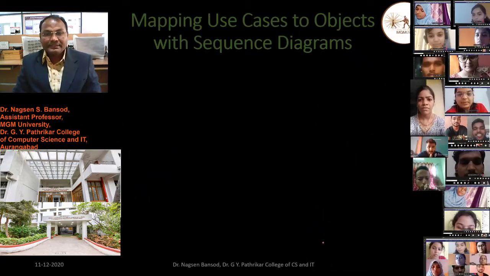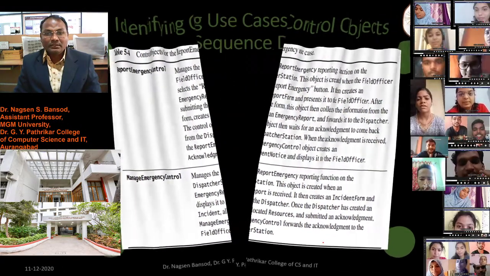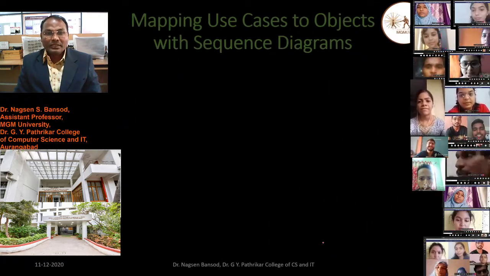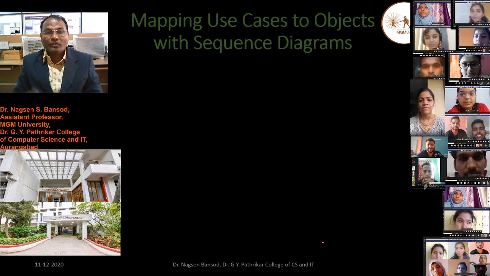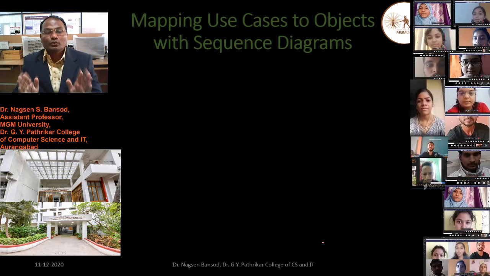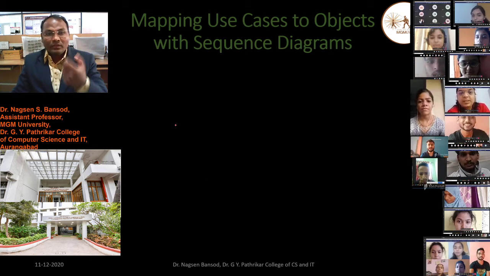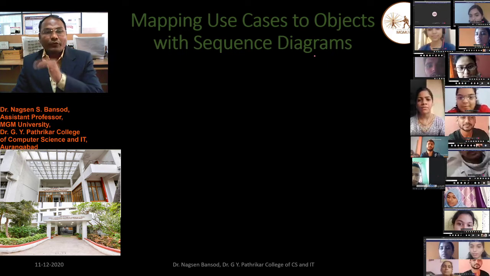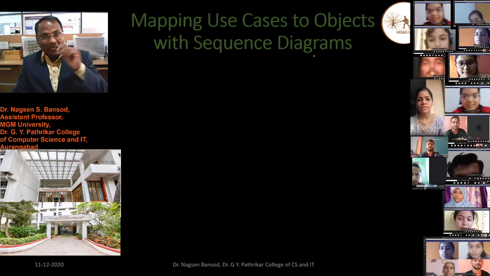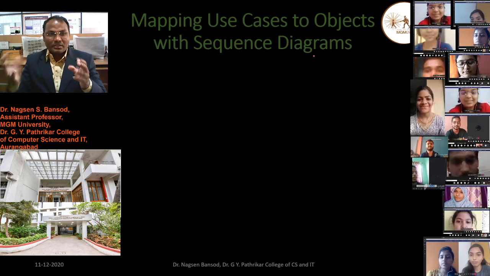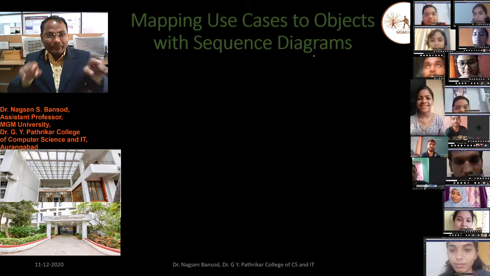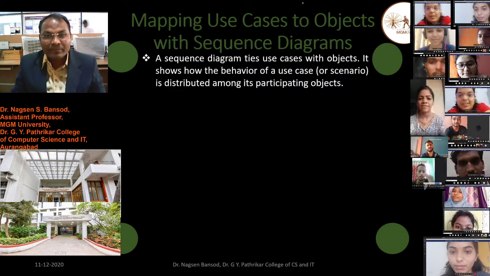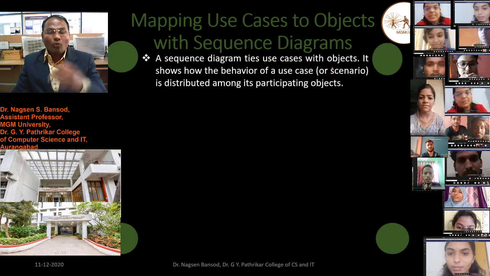Similarly, we already discussed this in the previous lecture. Now in today's lecture we will see in detail mapping use cases to objects with sequence diagrams. How to map the use case to object with sequence diagram. There are use cases, there are objects, and we want to map them. To map them, a sequence diagram ties use cases with objects.